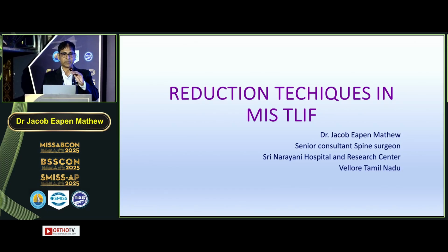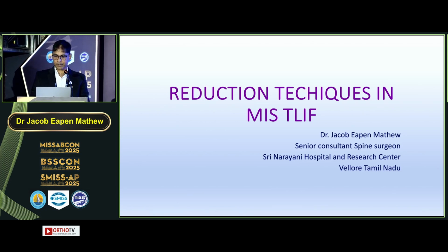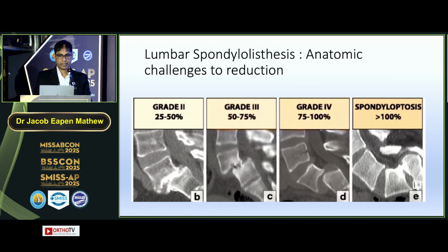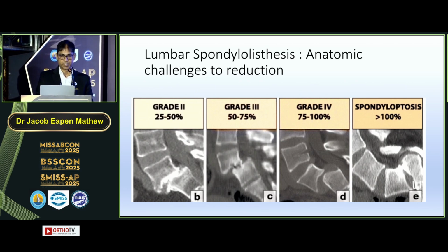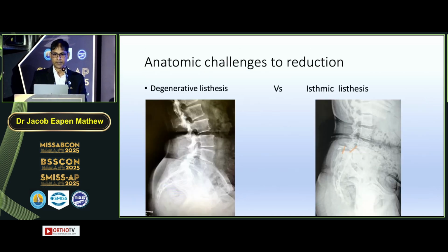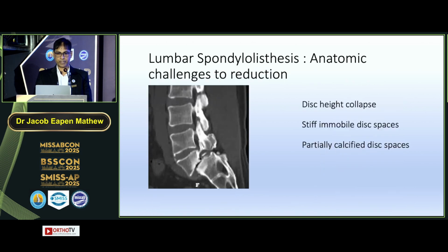Talk about reduction techniques in MIS TLIFs. As you know, there are different grades of listhesis, and progressively it becomes difficult. The anatomic challenges become more and more difficult as the grade increases. Degenerative listhesis is usually not more than grade 2, so it's relatively straightforward, but isthmic can be up to grade 5 and can be quite challenging.